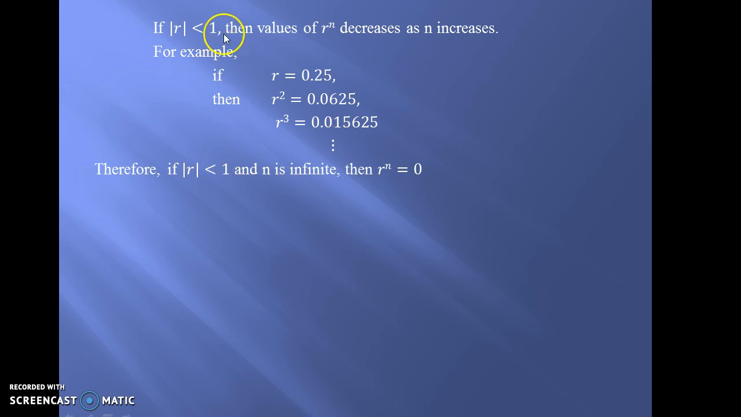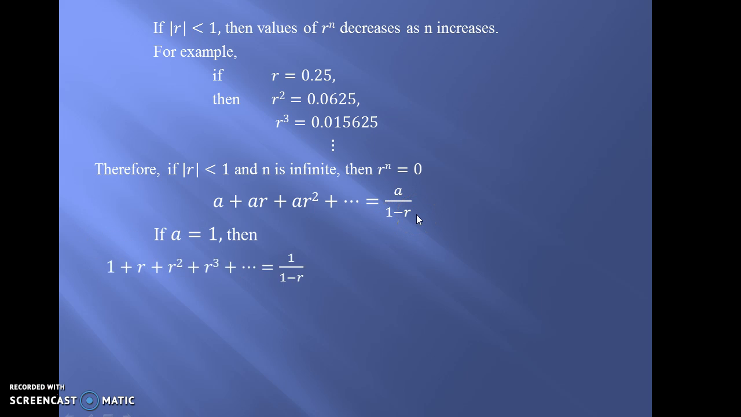So, if modulus of r is less than 1 and n is infinite, then r power n will become 0. Substituting the value of r power n in our formula, we get the sum of infinite geometric series is a by 1 minus r. If we take a is equal to 1, then the series becomes 1 plus r plus r square plus etc., whose sum is 1 by 1 minus r.